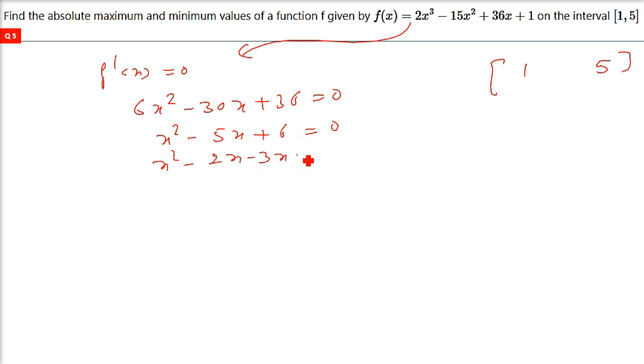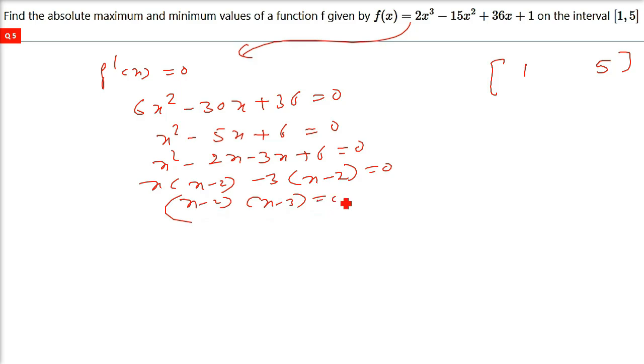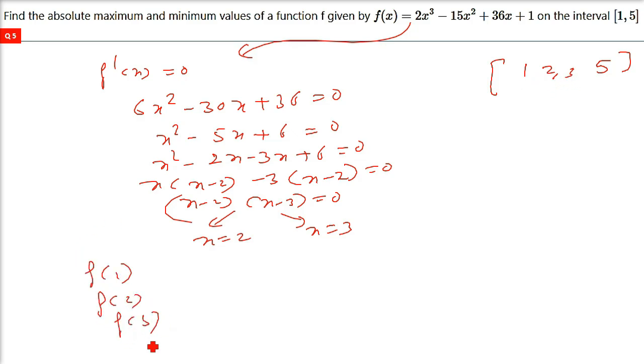This is simple factorization, and I hope you will be able to do it by yourself. This is simply (x minus 2) into (x minus 3) equals 0. The 2 factors we got are equal to 0. So either x minus 2 is equal to 0 or x minus 3 is equal to 0. That means x equals 2 and x equals 3. These are the two values which we can place in between 1 and 5. We have to find out the values of f1, f2, f3, f5.